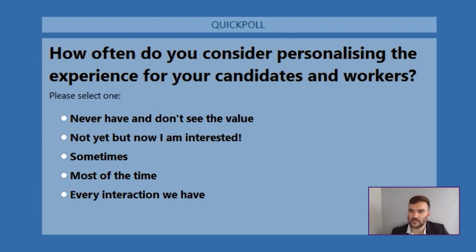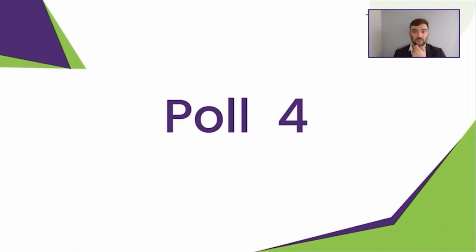Wow, now this is a very even split. We've got a couple that don't see the value, never have, that's fine. But the majority is not yet but definitely very interested, got most of the time, and some, and then an even split between sometimes and every interaction we have, which is impressive. It's not easy to do. I mean, the better your system is, the easier it is to personalize at scale, obviously. We've still got a few people voting. So yeah, not yet but interested is number 1, and most of the time is number 2.